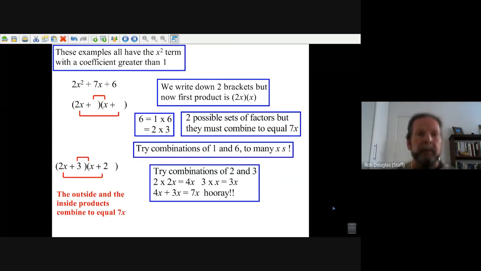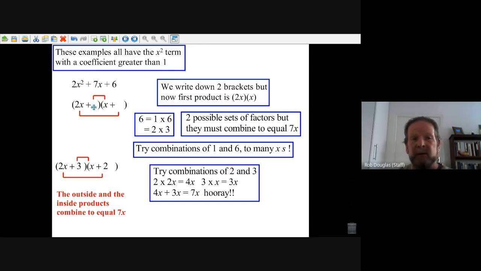Okay, today we're going to carry on with factoring trinomials, but now we're going to look at trinomials that have a coefficient of the x squared term that's greater than 1. So that number in front of x squared is greater than 1. And what it does is it makes it a little bit harder because you just don't write down x and x. But with 2x squared, the only thing it can be is 2x multiplied by x. So that's what the first two must be. So you still write down two brackets, but now we put in 2x and x.